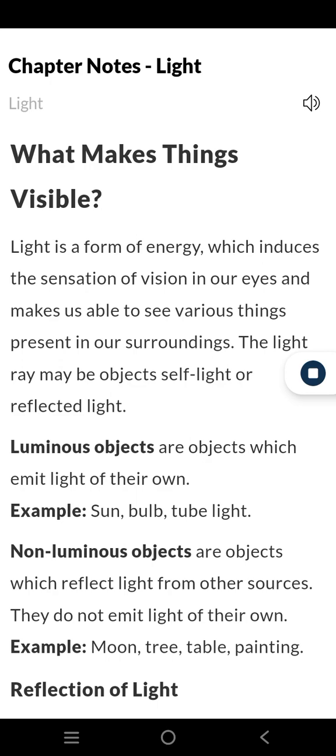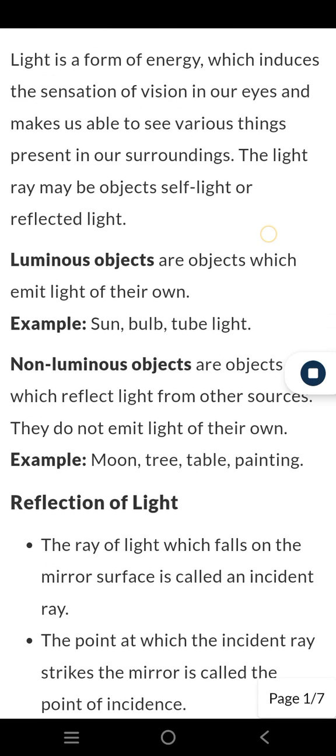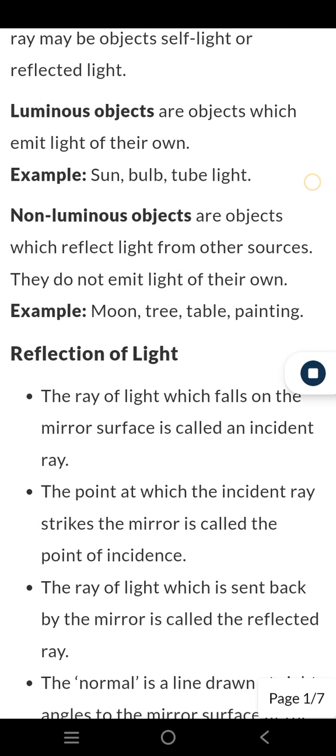Luminous objects are objects which emit light of their own. Example: sun, bulb, tube light. Non-luminous objects are objects which reflect light from other sources. They do not emit light of their own. Example: moon, tree, table, painting.